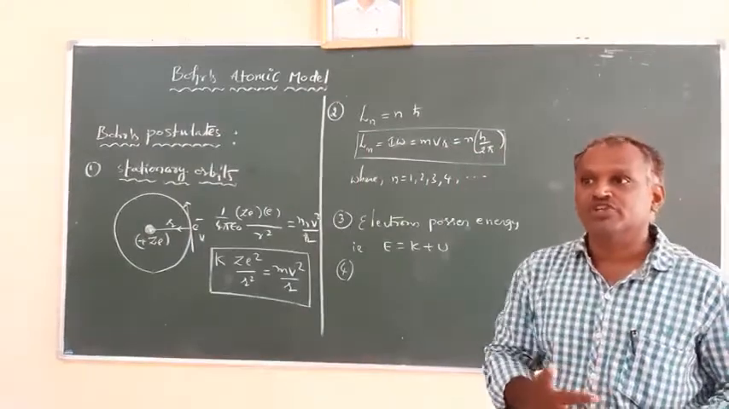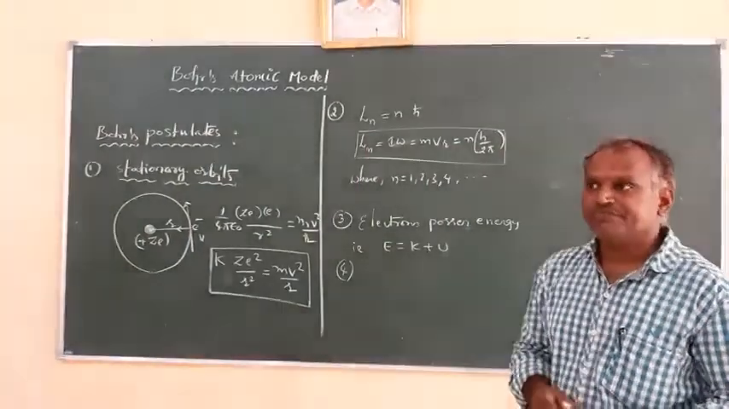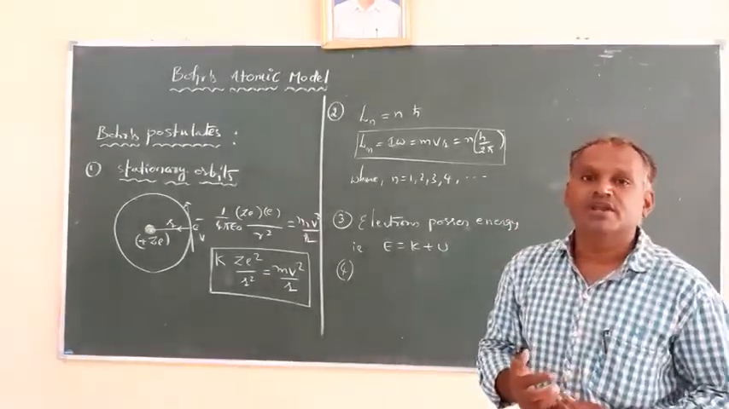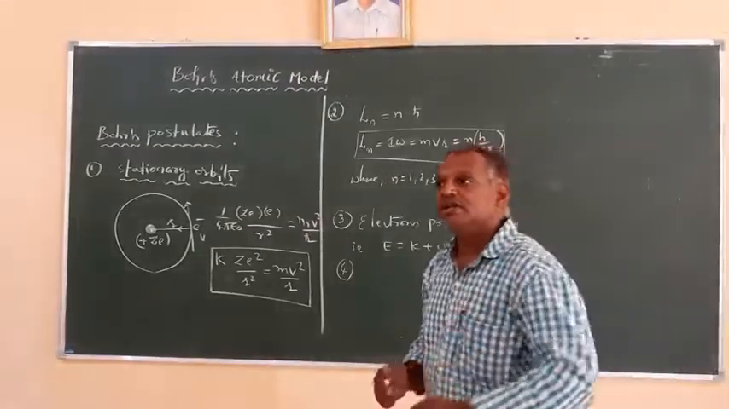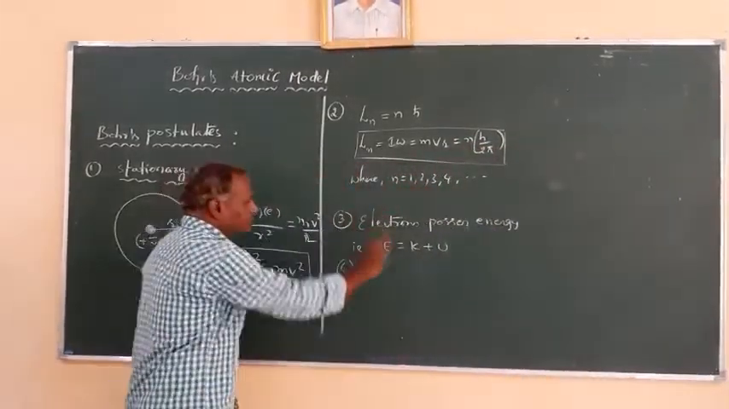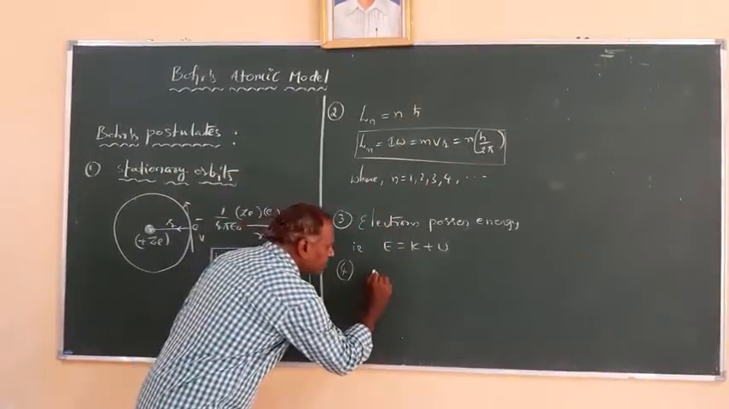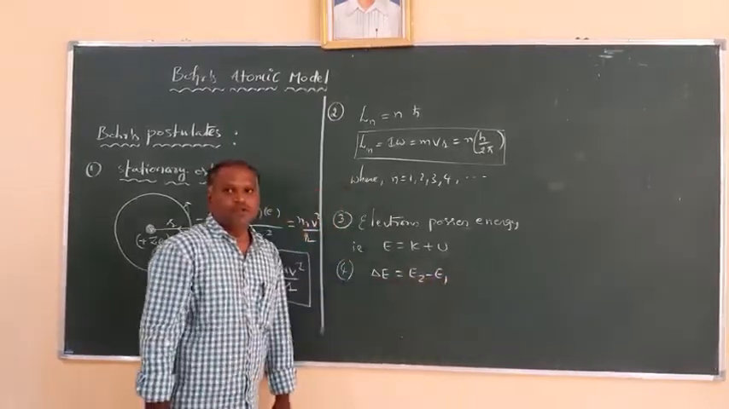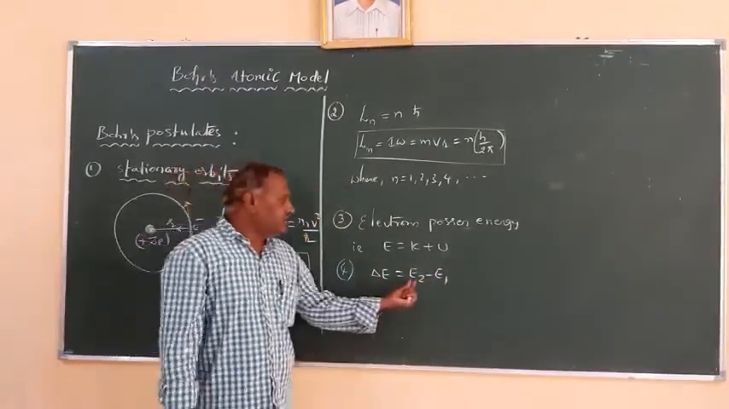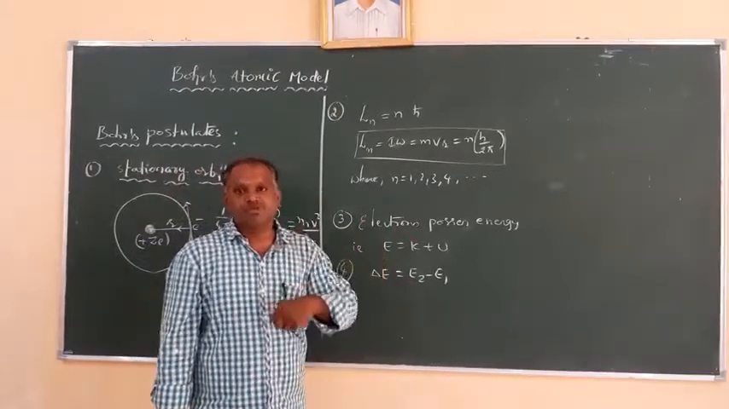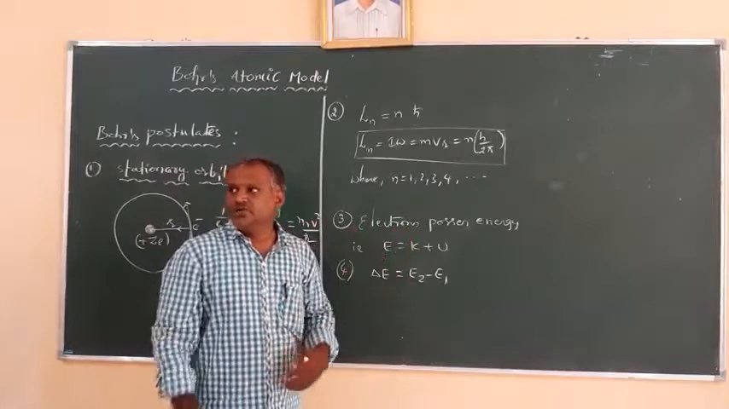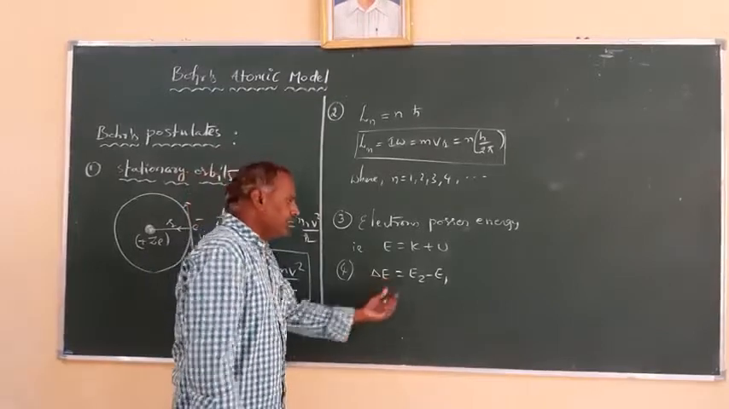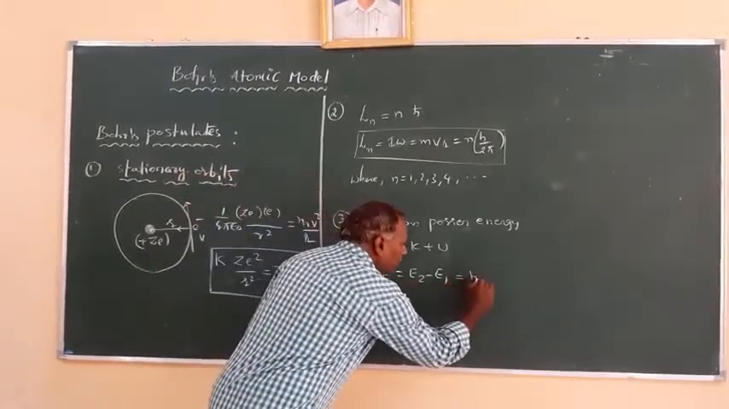Okay, what is that amount of energy? That amount of energy is given as the difference between the energies of the two states possessed by the electron between which the transition is made. That is, the difference in energy, delta E, is equal to E2 minus E1. This energy may be emitted or absorbed, depending upon where to where the electron makes the transition. This is also equal to h nu.